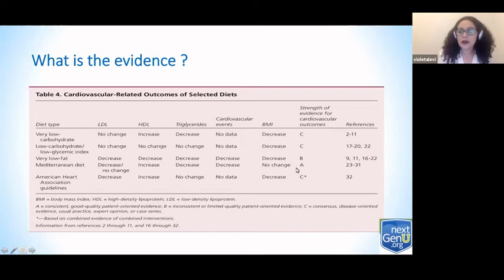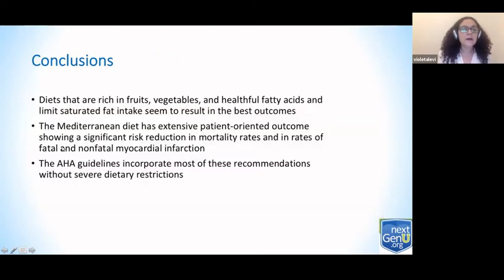So again, this shows the best effects with the best, consistently good quality patient-oriented evidence. The conclusion on diets and their effects on chronic diseases is that diets rich in fruits, vegetables, and healthful fatty acids, and limiting saturated fat intake, seem to result in the best outcomes.